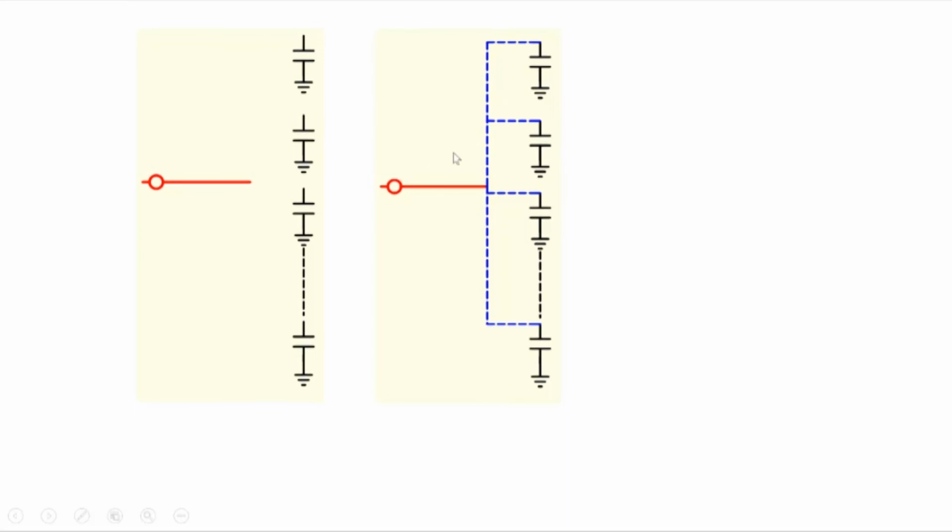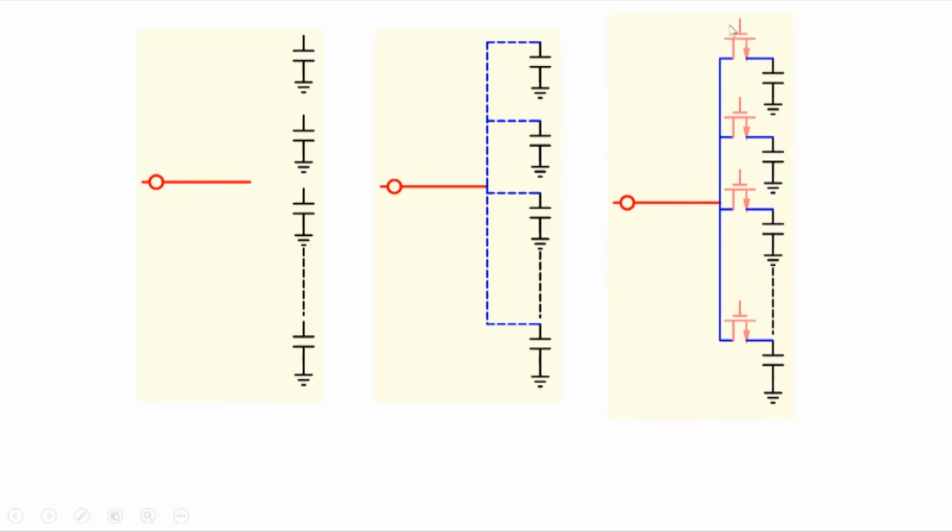So if you're trying to access all these capacitors through one particular pin, what we do is we put in transistors as switches. Now what we can do is the following. If you want to access a particular capacitor here, you turn this transistor on.